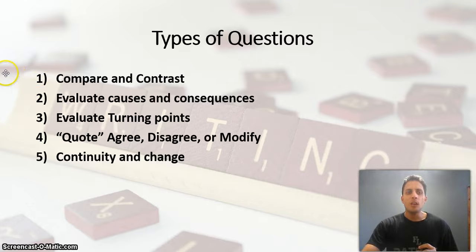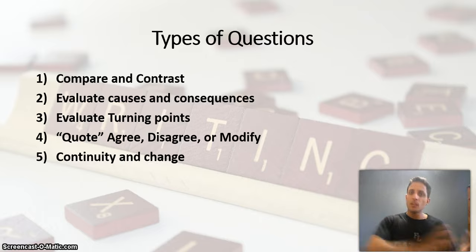The next one, which we're going to use as our sample question a little later, is evaluate the causes and consequences. You have to get familiar with the language they like to use on the test. Causes is straightforward. Consequences, all they mean by that is effect. So it's a cause and effect kind of question.